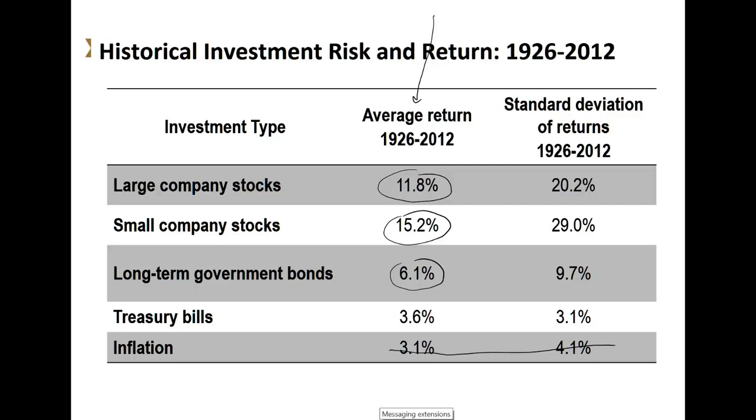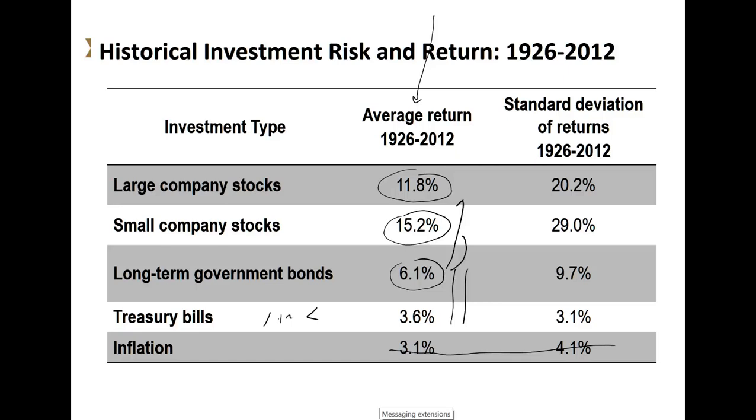So debt instruments only have to offer you a return of, if treasury bills, these are one year or less of maturity, historically they have had to offer an average of around 3.6% return, while long-term government bonds, 6.1%. Why higher? Because remember, the maturity is longer, so the investors have to wait longer to get their money back. But stocks had to offer much higher returns because of the higher level of risk.